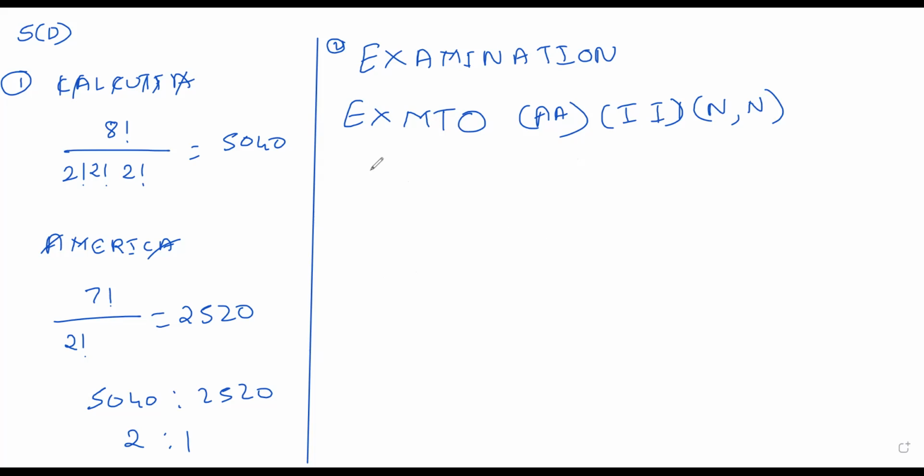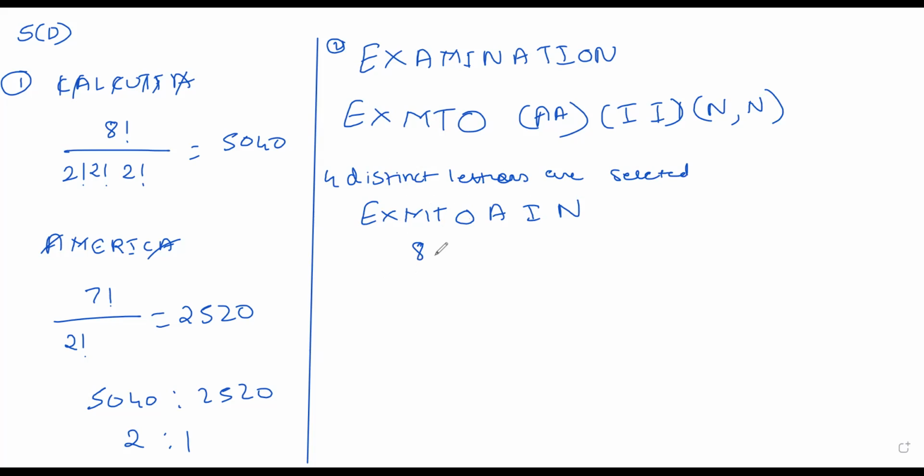तो मैं चारों के चारों डिस्टिंक्ट लेटर सिलेक्ट कर सकती हूँ। 4 डिस्टिंक्ट लेटर्स आर सिलेक्टेड। तो वो E X M T O A I N 1 2 3 4 5 6 7 8, 8 में से 4 सिलेक्ट करेंगे 8C4 में। 8 into 7 into 6 into 5, divided by 24. So this is 70.